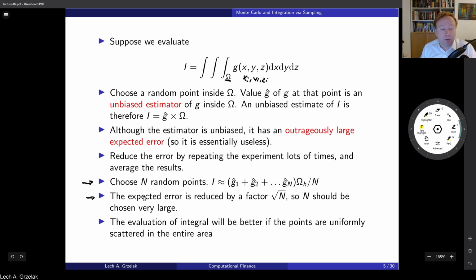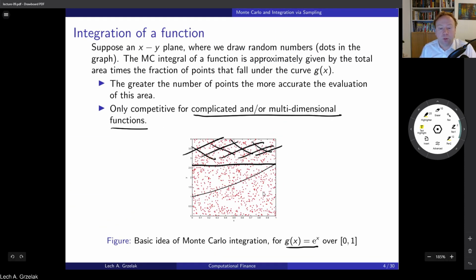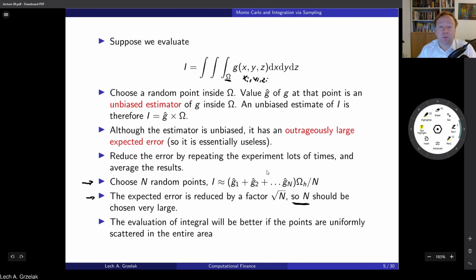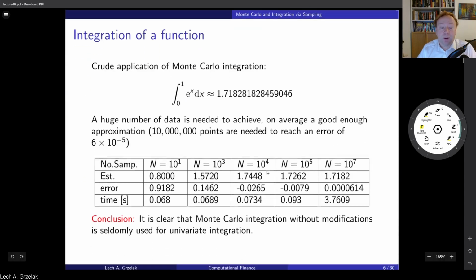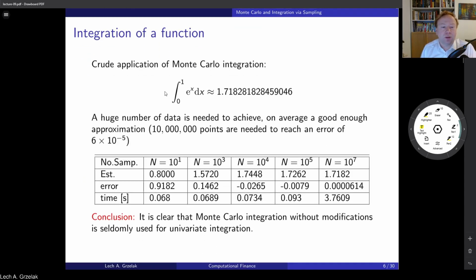Maybe one more element here is that the expected error is reduced by a factor of square root of n, so n should be very large. Also here, in order to get a good estimate of this integral, we need to perform many simulations, many samples. So that's not really an efficient way of performing this kind of calculation. This is also some simulation.